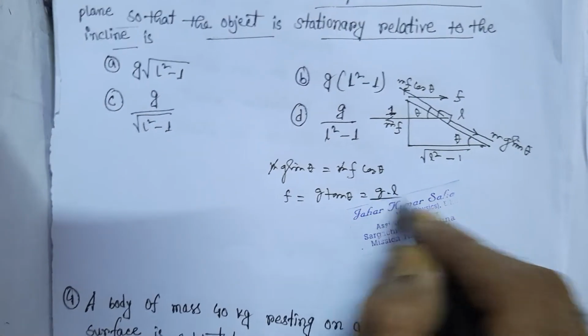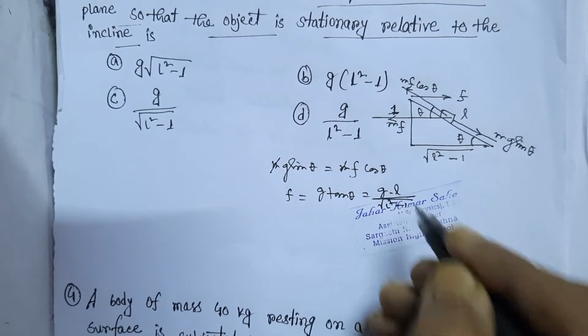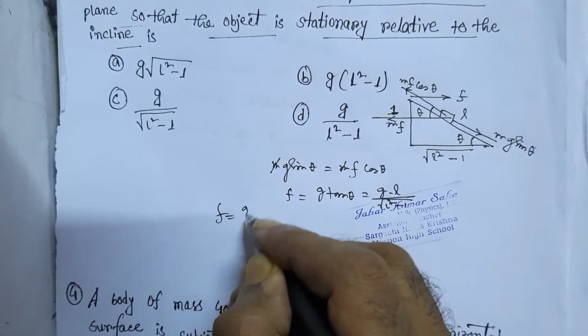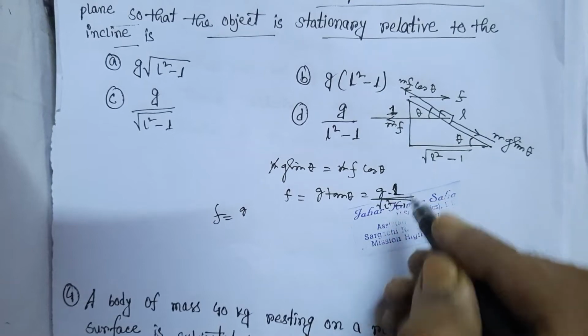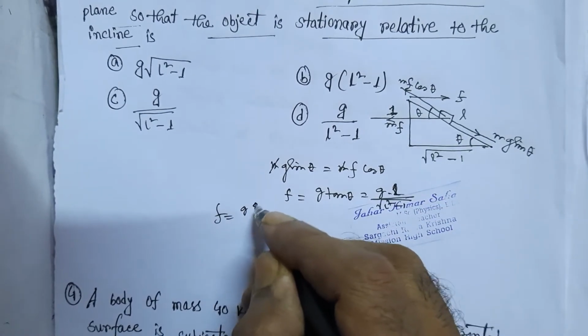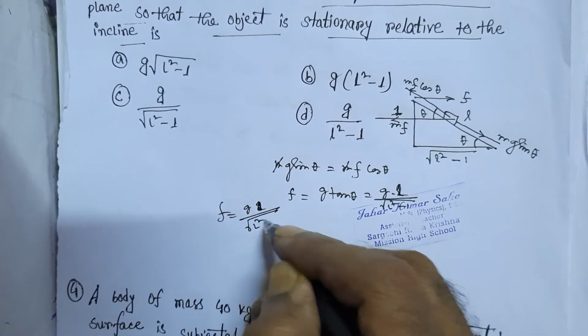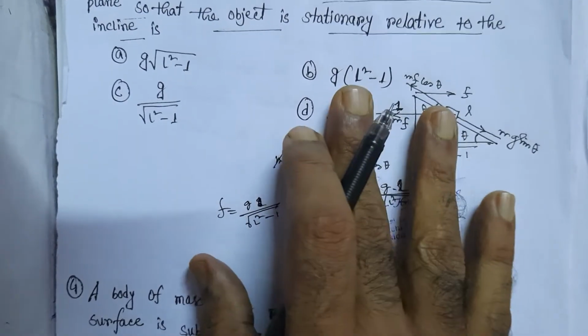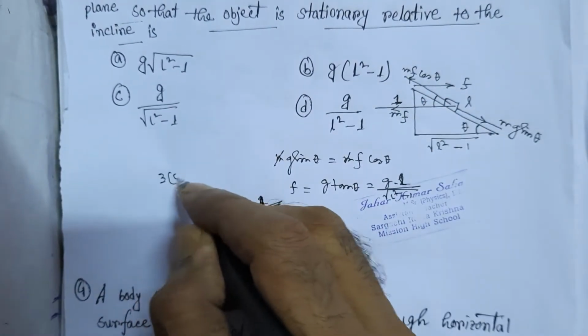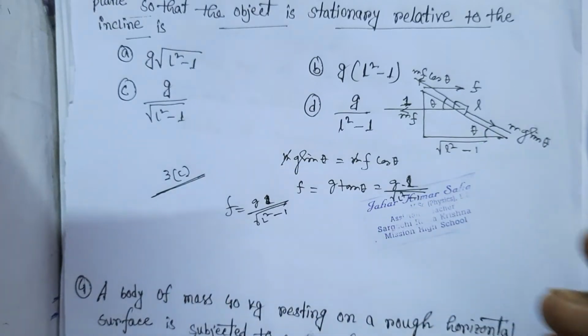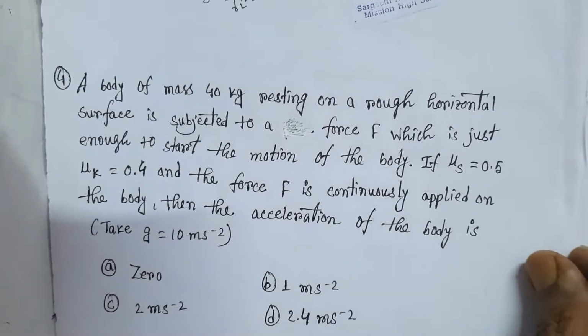So, f equals g by root over L square minus 1. So our correct option is C. So the correct answer to question number 3 is C. Now let us see question number 4.